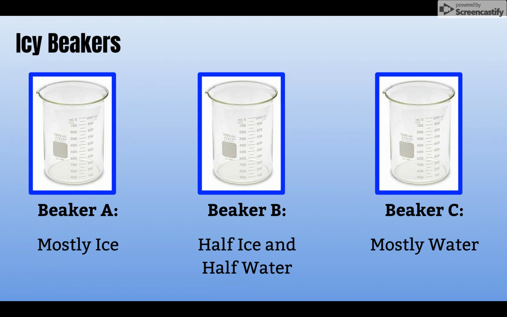So beaker A, B, and C all contain 1,000 milliliters of water, but beaker A has about 800 milliliters of ice, and the rest filled with water. Beaker B has 500 milliliters of ice, and beaker C has only 200 milliliters of ice. And again, all of those are filled with water the remainder of the way. So my question for you is, which beaker is the lowest in temperature?